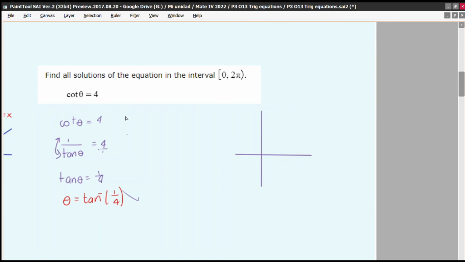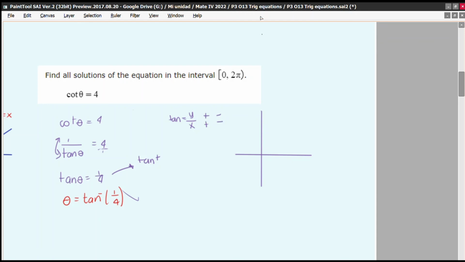So let's see. Tangent of 1/4. That means that tangent is positive, or in other words, cotangent is positive. It doesn't matter where you look at it, it's going to give you the same solution. So tangent is y over x. So for tangent to be positive, this quotient has to be positive. And a quotient is going to be positive if both the numerator and the denominator are positive, or if both are negative. Why? Because if you had a positive numerator and a negative denominator, this is going to give you a negative value, okay?